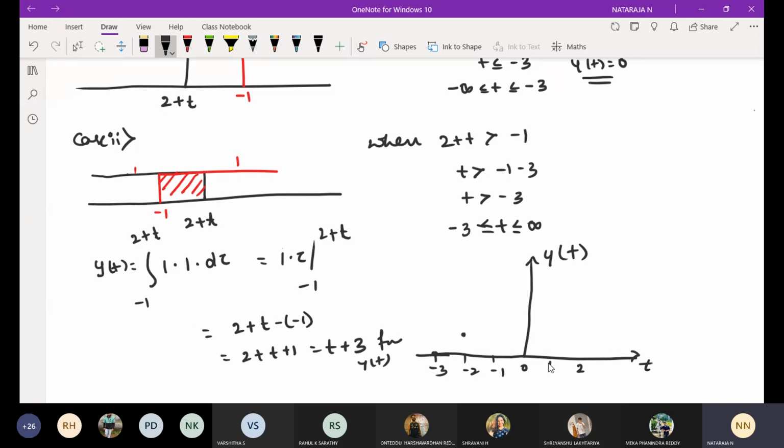Then t equal to -1: -1 plus 3, you will get 2. Then 0 plus 3, then 1 plus 3, 2 plus 3, and like that it keeps increasing up to infinity. This is your final y of t.